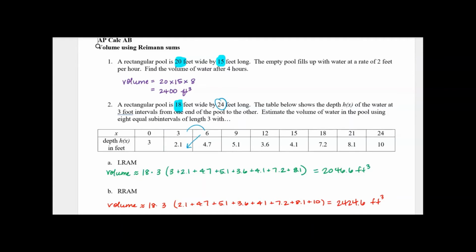To take the RRAM, you'll work from right to left. So for this interval, you use the 10 feet of depth. For this interval, you use 8.1, and so on. But in general, it's still the same idea, that it's length times width times height, just depending on how you order those values.